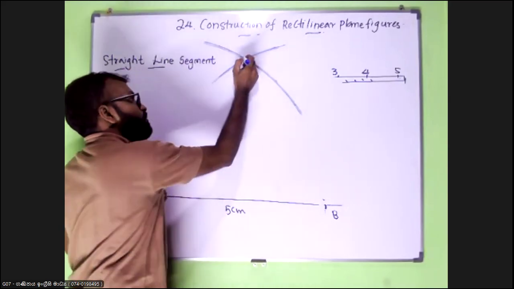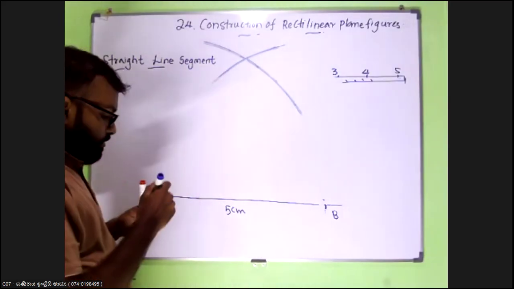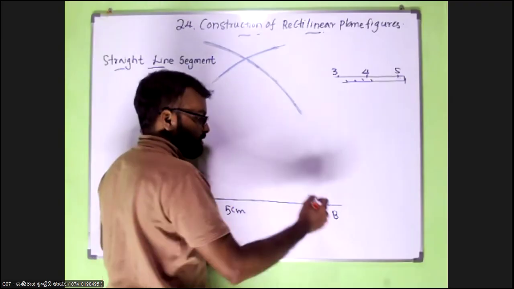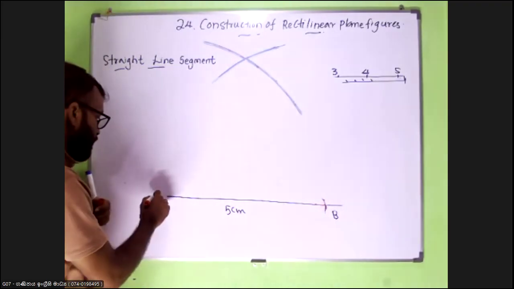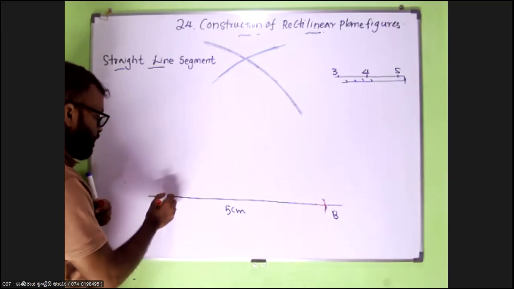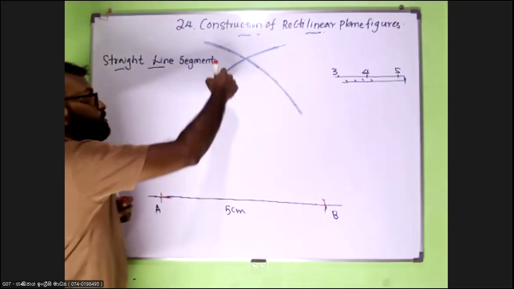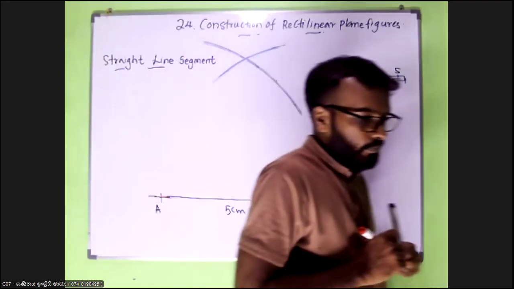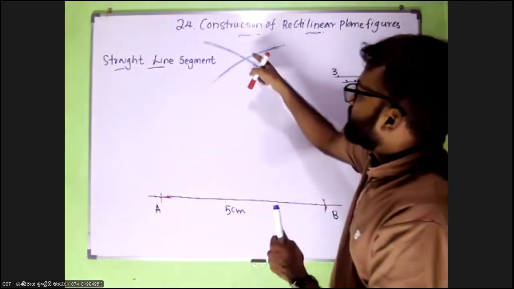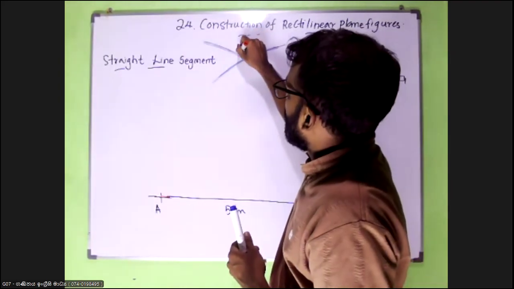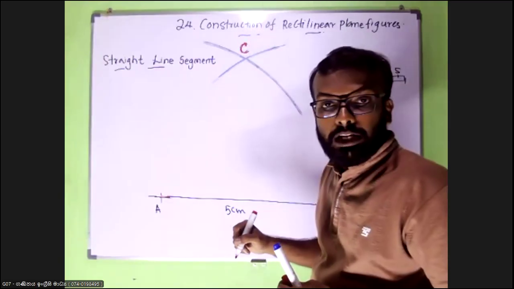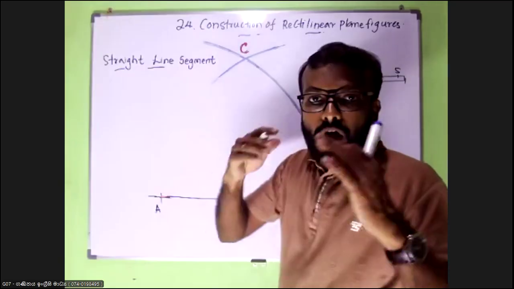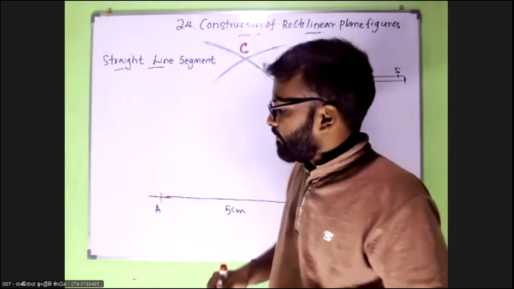So this is the intersection point. This is B, this is A. Now you have to mark this intersection point as C, and then you have to use your ruler.